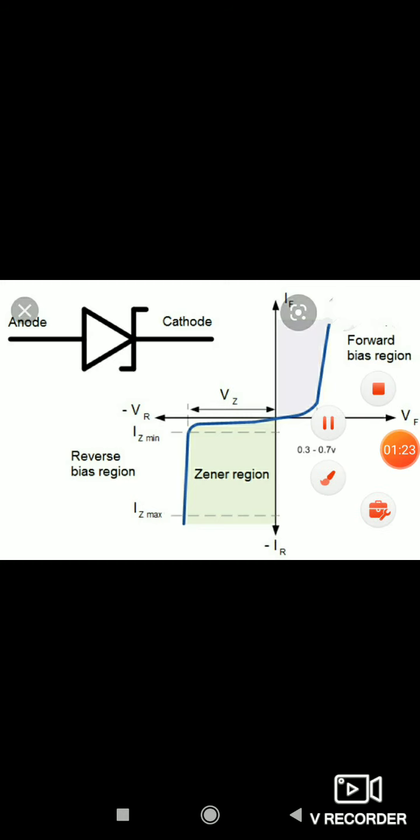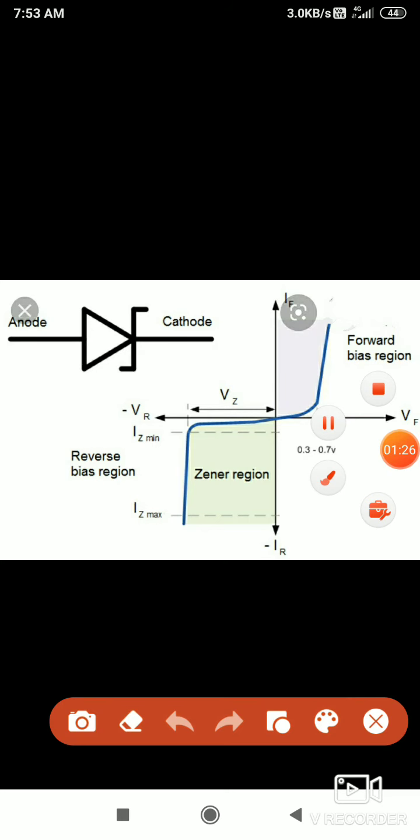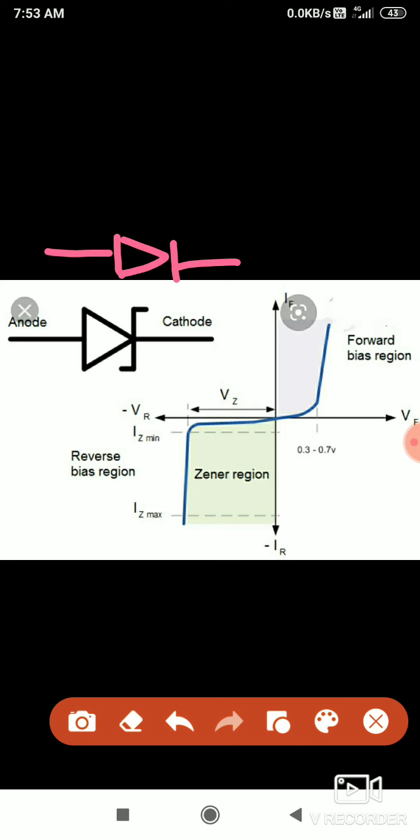The symbol of the normal PN junction diode is like this. It also has two terminals, anode and cathode. But the difference in these two symbols is that in the PN junction diode it has a normal vertical bar, but in the case of the Zener diode the vertical bar bends at the edges. This is the difference in the symbol of the PN junction diode and the Zener diode.